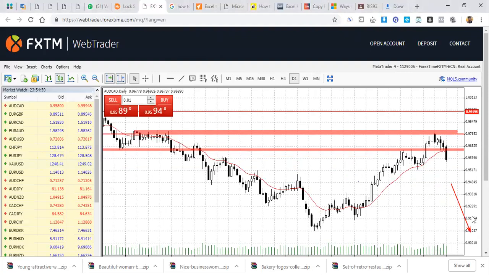the daily chart. Let me just take the eraser and draw the zones. Let's draw the zones.